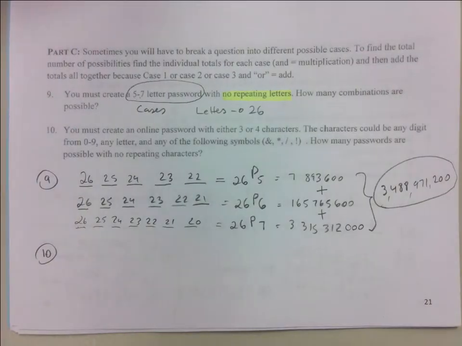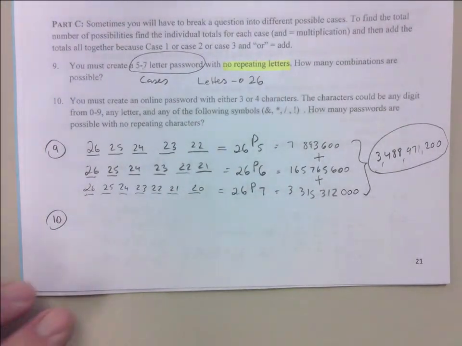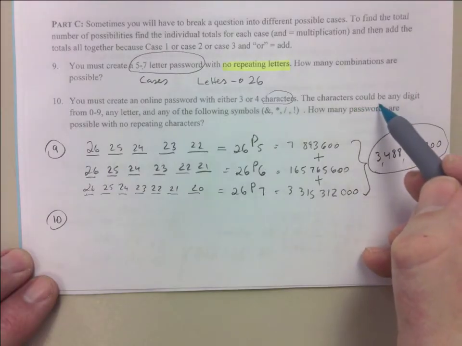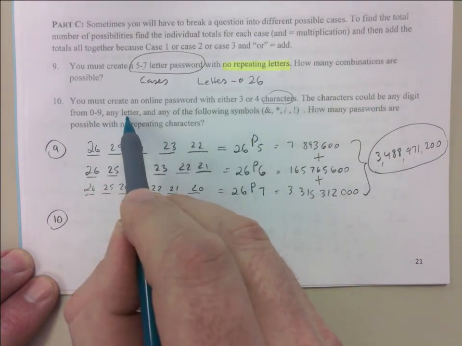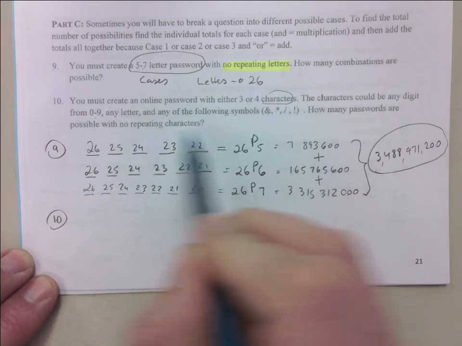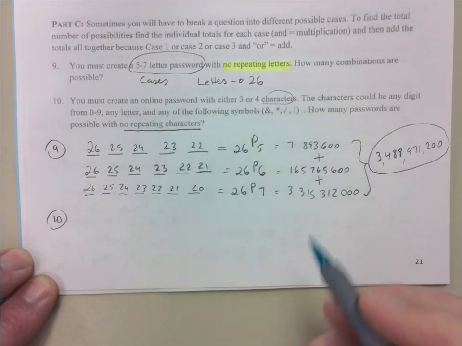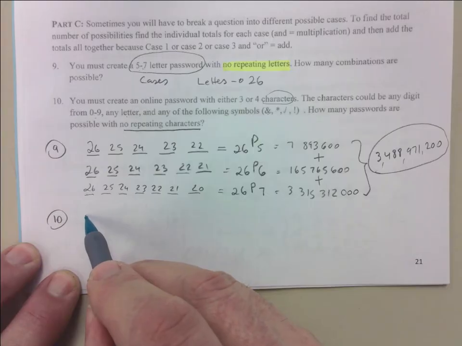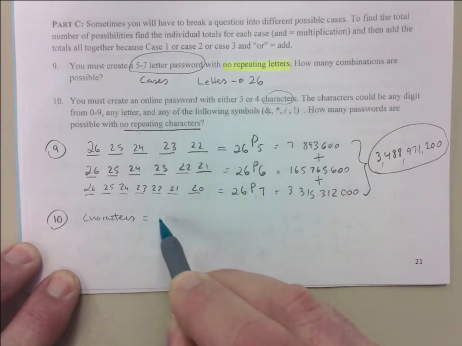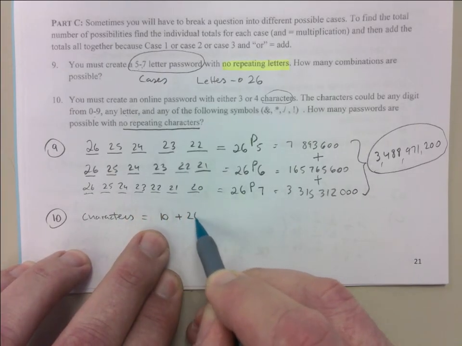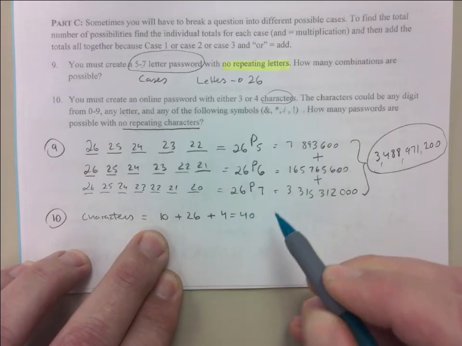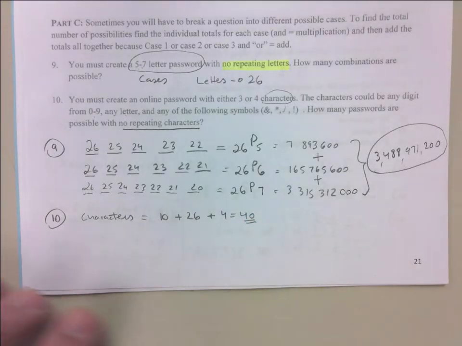Question 10. You must create an online password with either 3 or 4 characters. Characters, right? We don't care what it is. The character should be any digit from 0 to 9, any letter, any of the following symbols. So there's 1, 2, 3, 4. How many passwords are possible without repeating any characters? So let's figure out what our options are. We've got 10 plus 26 plus the 4 special characters. That's 40 options, right? That would be a good start.